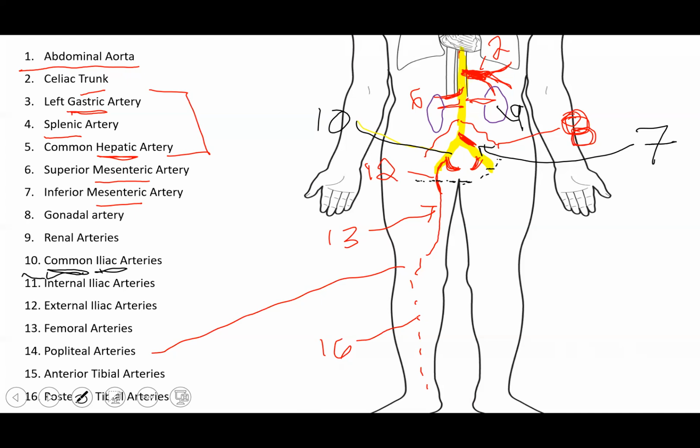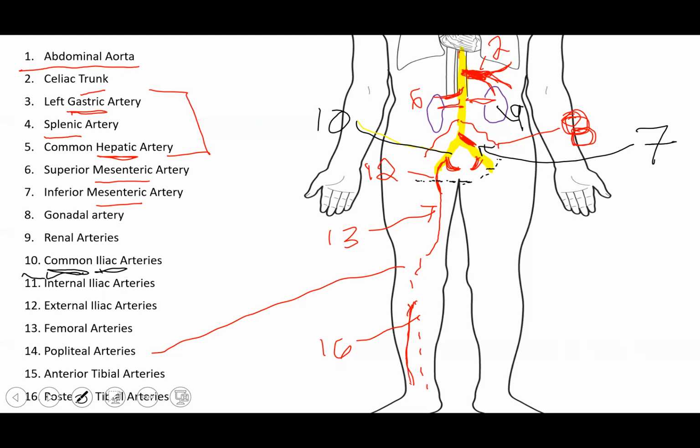The anterior tibial arteries bifurcate. They split off of the posterior tibial artery, and it's actually going to pass between the tibia and the fibula through that interosseous membrane and come out on the anterior side of the shin. To show that this vessel is now going to be on the shin as opposed to in the calf, I'm drawing a solid line.